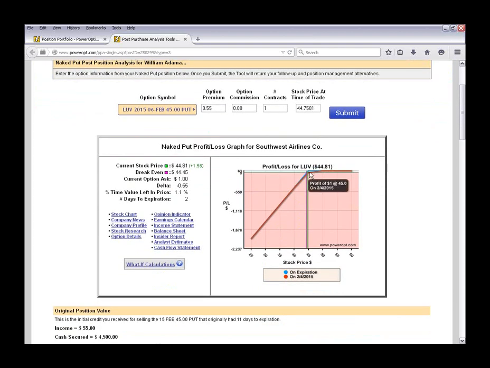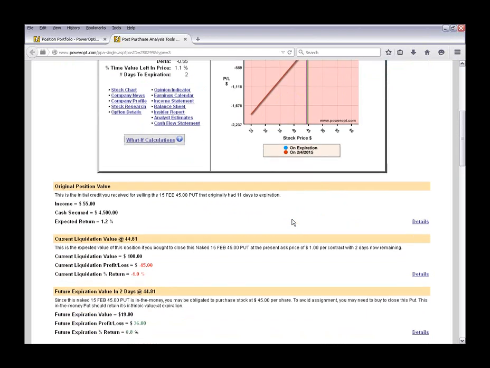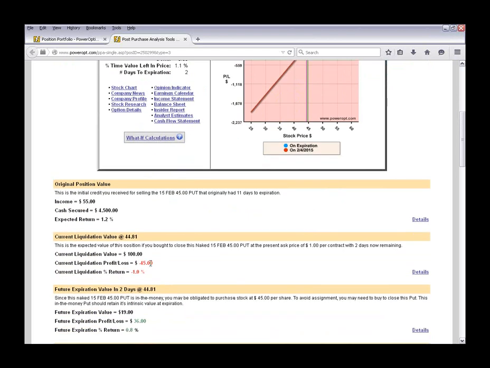So here's our basic profit and loss for the LUV position, similar to what we saw on the slide a few moments ago. Still have about 1% of time value left in price for 2 days remaining to expiration because our put is now at the money. We opened it, it was slightly out of the money with a 72% probability of expiring worthless. The stock has fallen in price, trading right at just below our put strike price. As we saw before, the current liquidation value, we have a loss of $45, or loss about 1%.